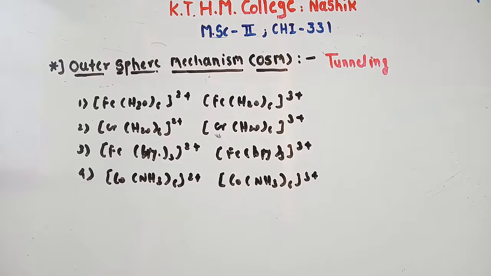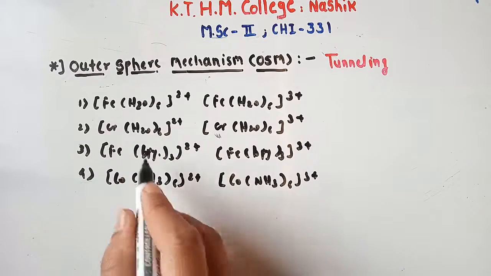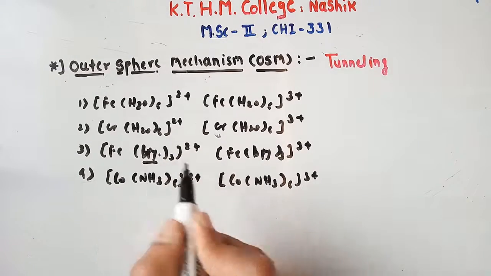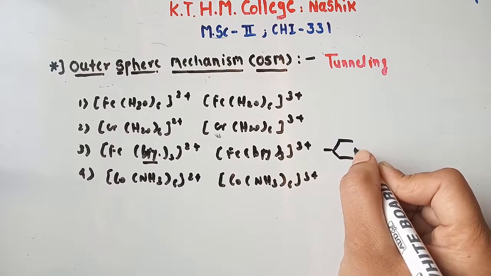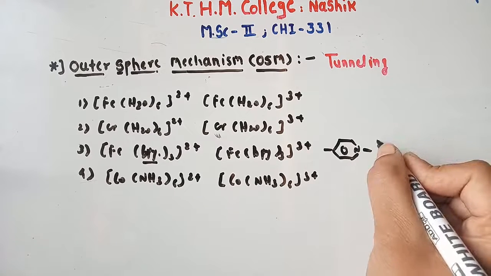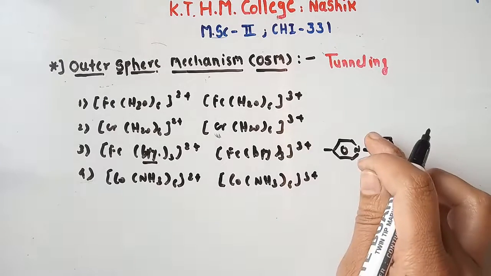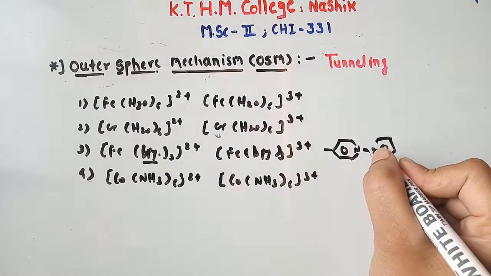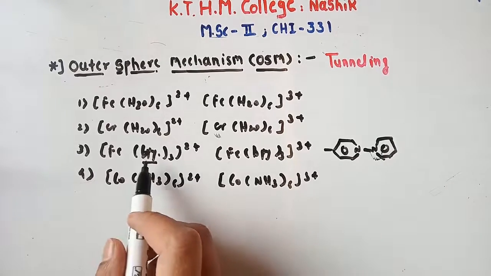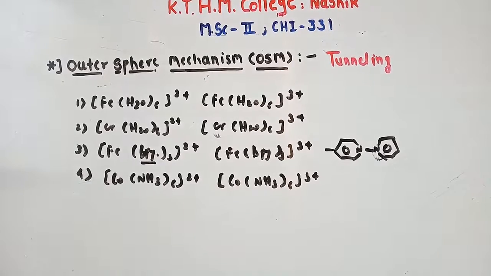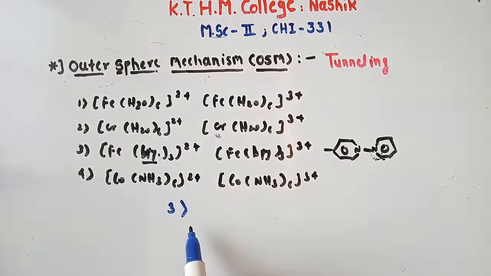As we have already seen that the faster rate is for pi star to pi star, so here water and NH3, these are the monodentate ligand, but the structure for bipyridine ligand is like this, means obviously there is conjugation, here is nitrogen. So obviously the rate for third complex is very fast or higher. The rate for third complex which contains bipyridine ligand is higher.